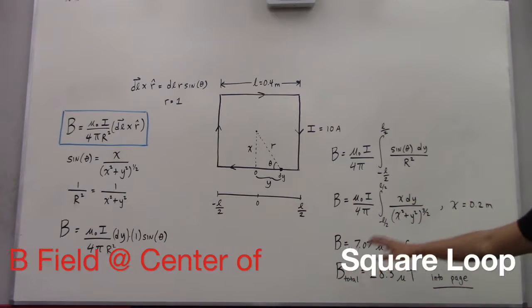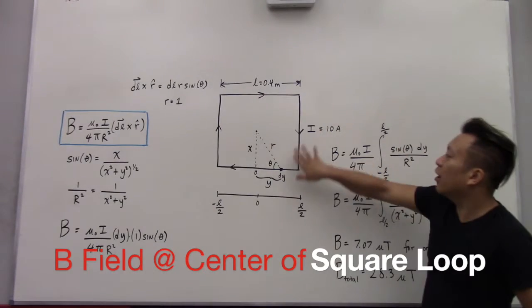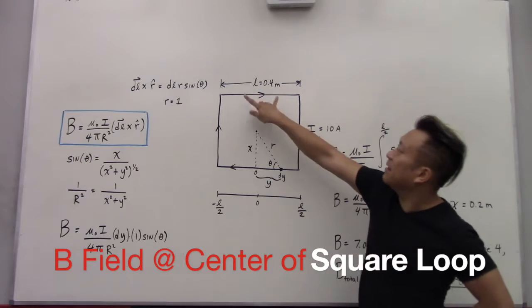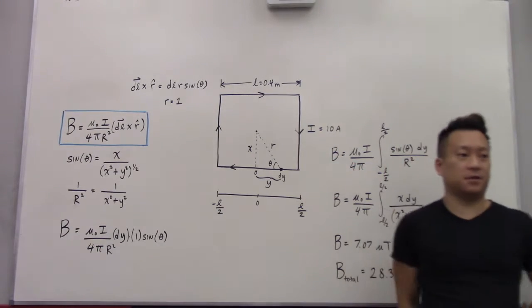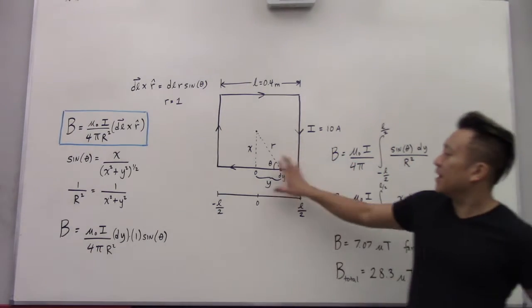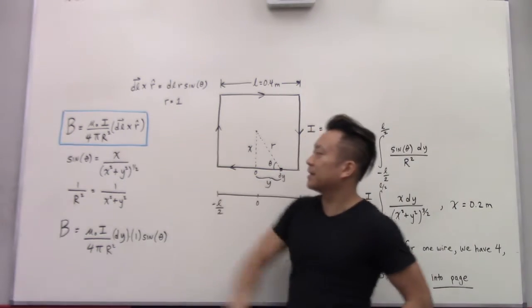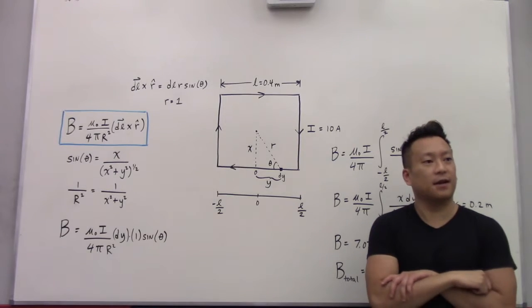So we have a square with a current running through it of 10 amps, and it's going around this direction. And the length of this square is 0.4 meters, right? This is how we're going to set up the problem. We're going to use this formula. That's the one in blue. That's the key right there.